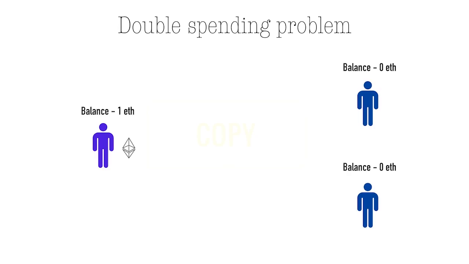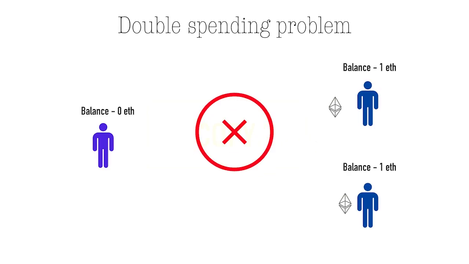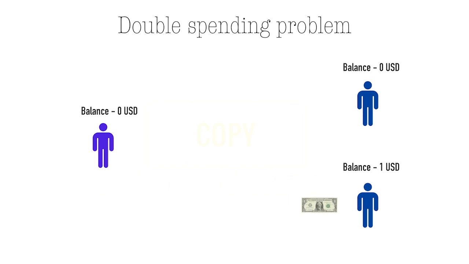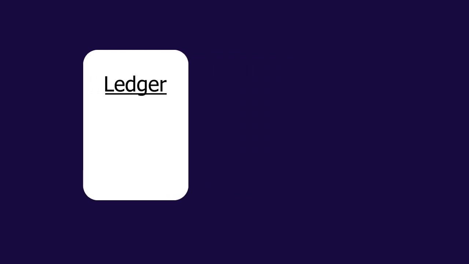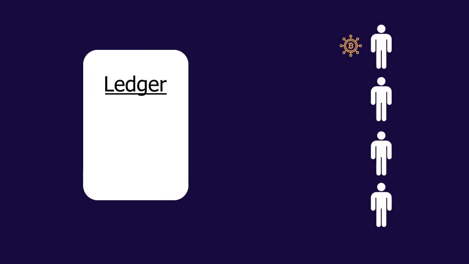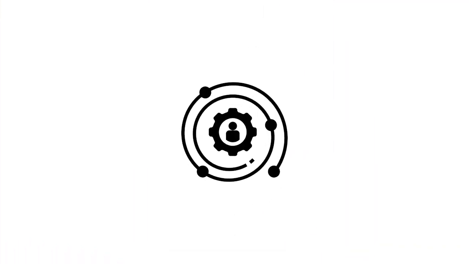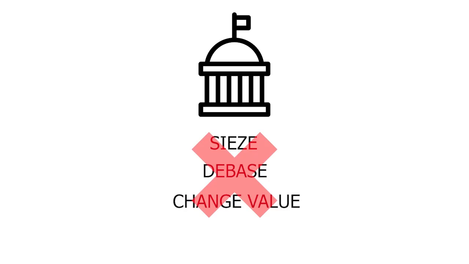The big problem to solve here is how can you ensure that people are not spending the same coins twice? In the physical system, our currency notes are stamped with a number, and this ensures that the same amount of money cannot be spent twice. In the digital world, you can try to solve the same problem by maintaining a ledger. The ledger basically represents the ownership of a coin at any point, and whenever you're trying to spend it, you'll basically transfer the ownership of that coin to someone else. This is fairly easy to do when there's a centralized authority in the picture. And usually the centralized authority is the government. We trust the government not to seize, debase, or change the value of money over time.